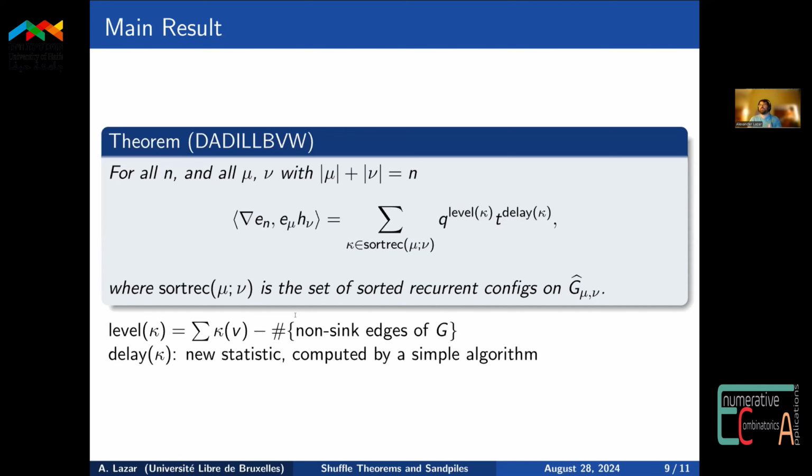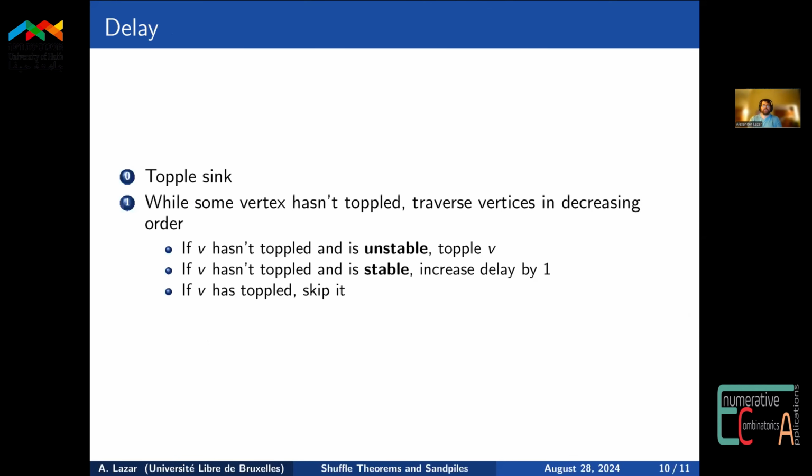Okay, area is pretty easy, as is this statistic level. So we have q to the level, t to the delay. Level is the total number of grains minus the total number of non-sink edges, and this had popped up in a few different places as being related to area. But the new statistic, the thing that gives us this q,t statistic, is called delay. And this is computed by a very simple algorithm. How do you compute delay?